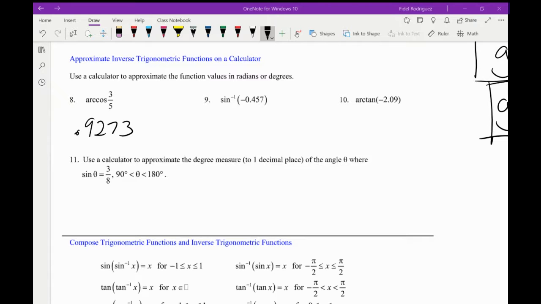And did you guys come up with the same exact number? No? Okay, so maybe I did something wrong. Sine inverse of a negative point. Oh, that's what I did. I put a 0. There we go. Yeah, I put in a 0. Okay, so negative 0.4746.